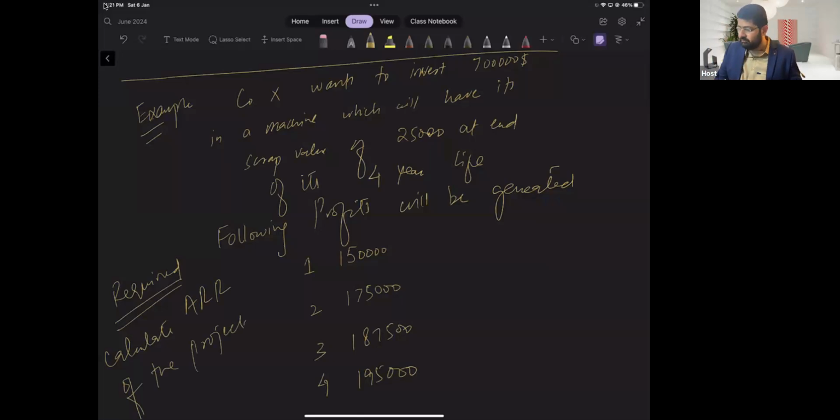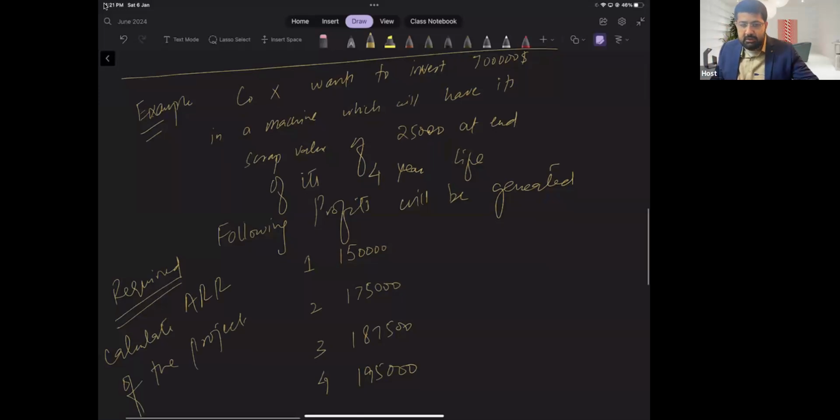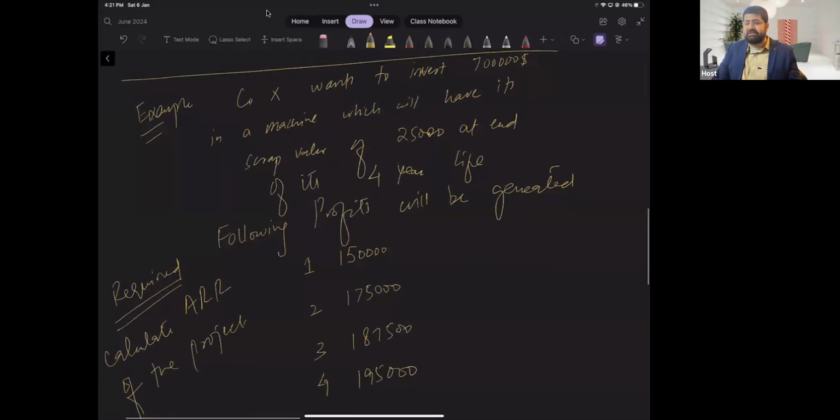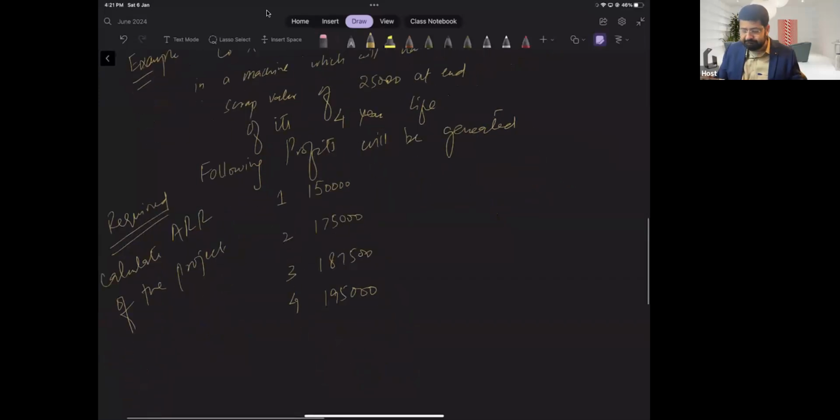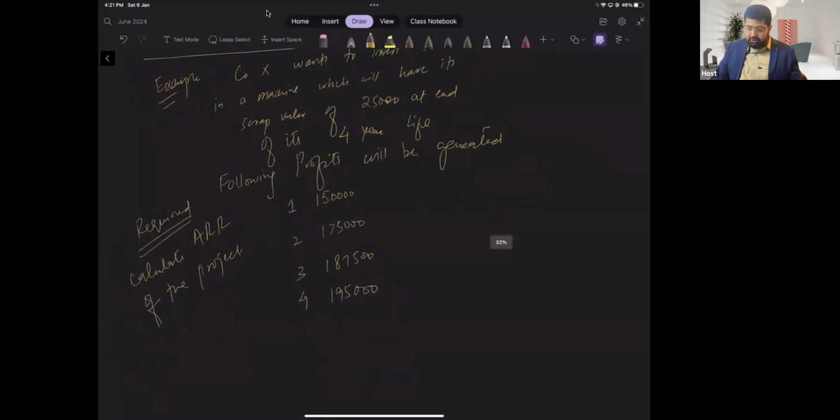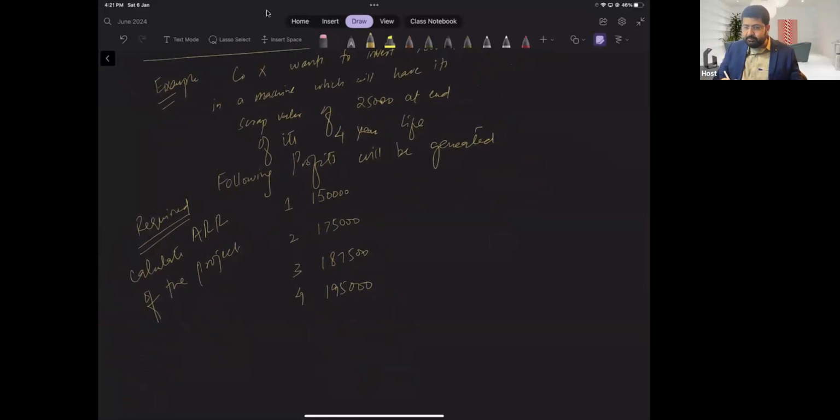Note it down, then I'll proceed. If you have noted it down, write done in the chat box. All right. So, students, let us proceed.